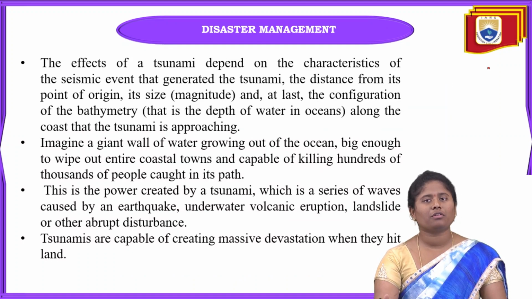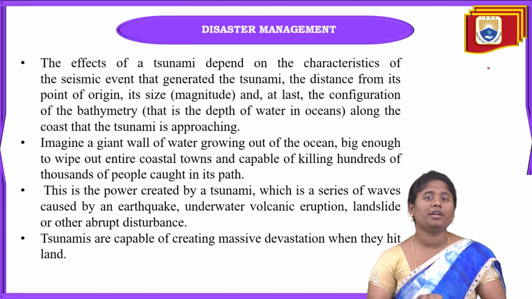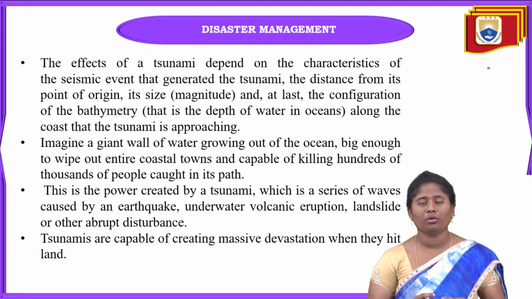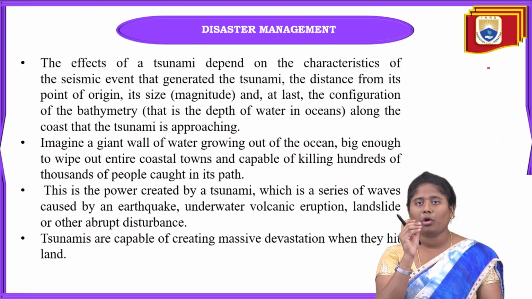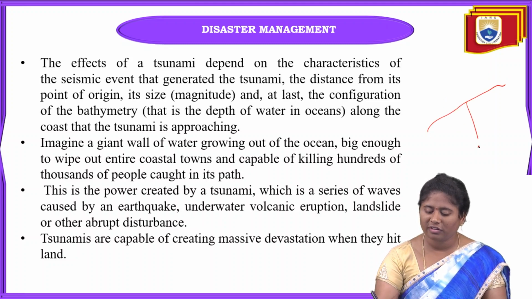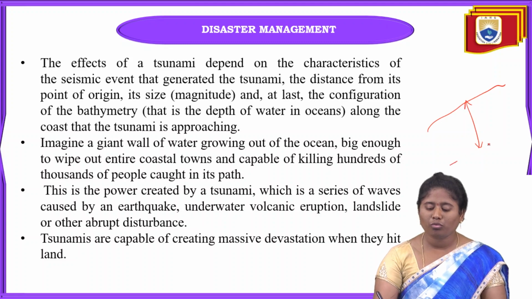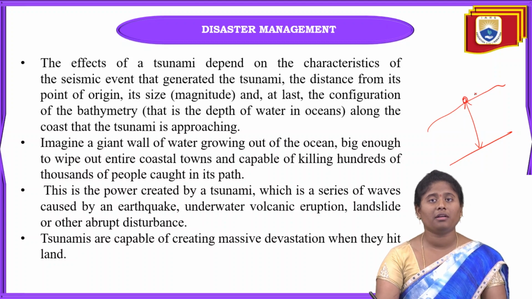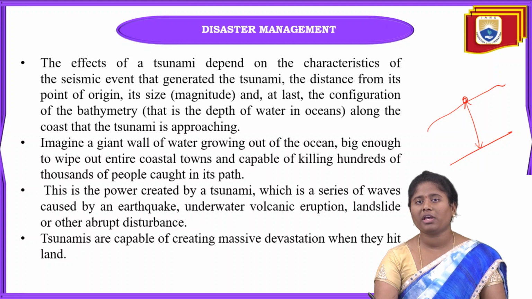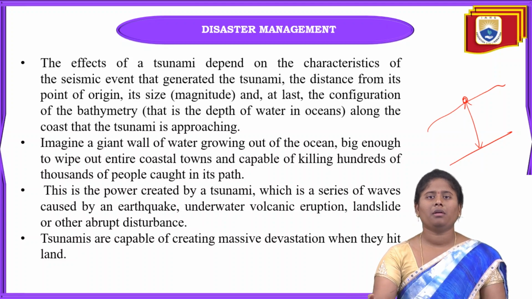The effects of a tsunami depend upon many characteristics: at what point it starts, how large it is when it approaches the shore, and what the depth of the water in the ocean is at that point. If this is your water, the underwater ocean, what is the depth? At what depth did the large wave occur, at what magnitude, and at what point? These are all things we have to study. Then only can we tell at what point it is occurring and what type of waves are coming.